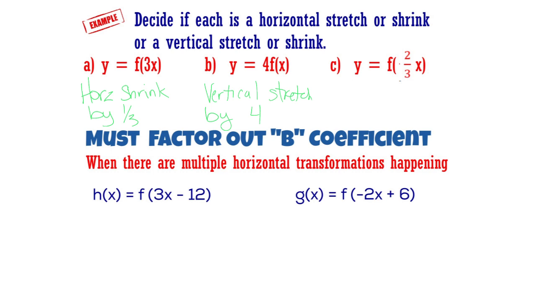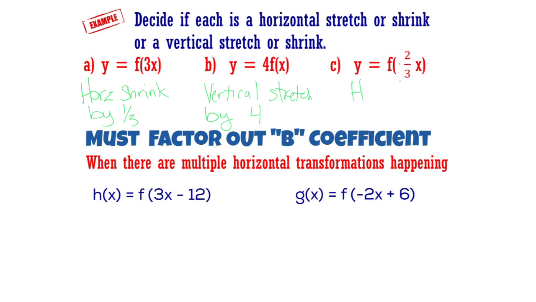All right, last one of these. A little trickier. I threw a fraction at you. Notice where it's at. It's tucked inside with the x. So that means it's a horizontal thing. All right, but you do the opposite. And since this is less than 1, and I do the opposite, less than 1 would make me think shrink, but nope, it's going to be a stretch.